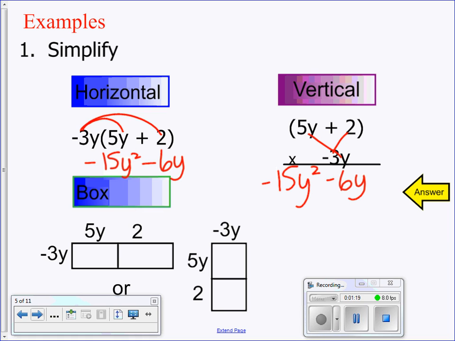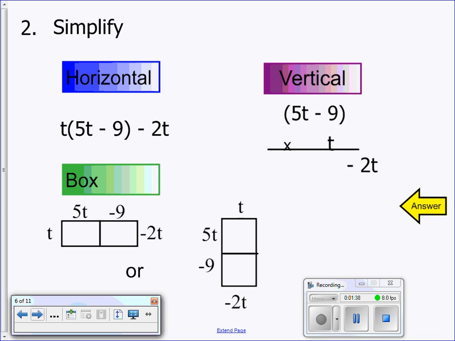In the box method, we'll just take this number times this one, which would be 15y squared, and then this one times this one, which would be minus 6y. Same thing here, 15y squared minus 6y.